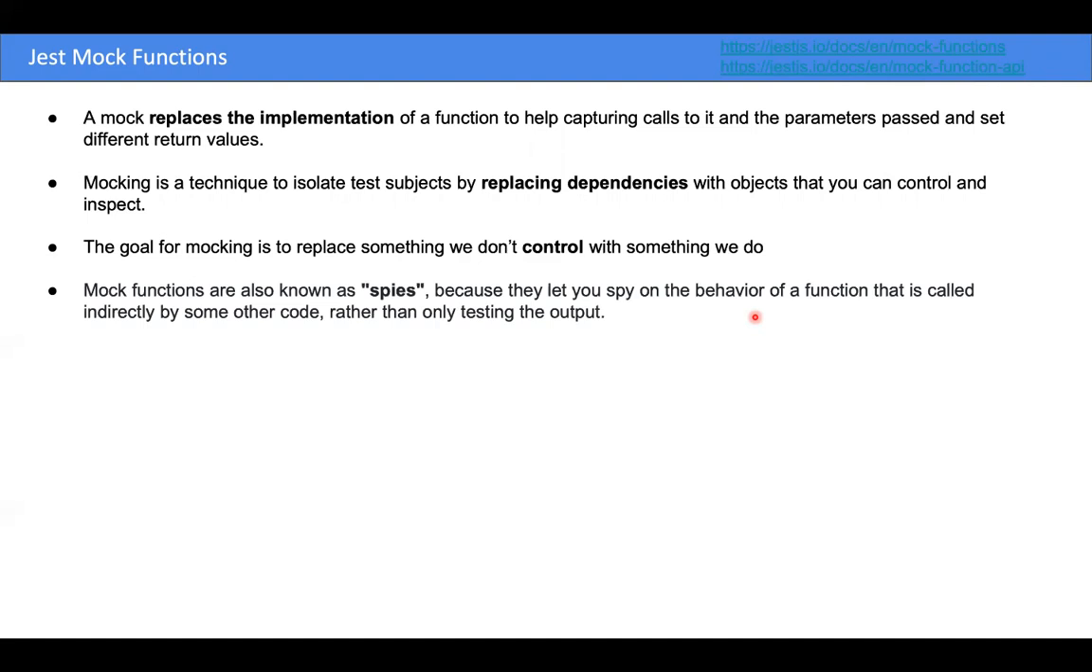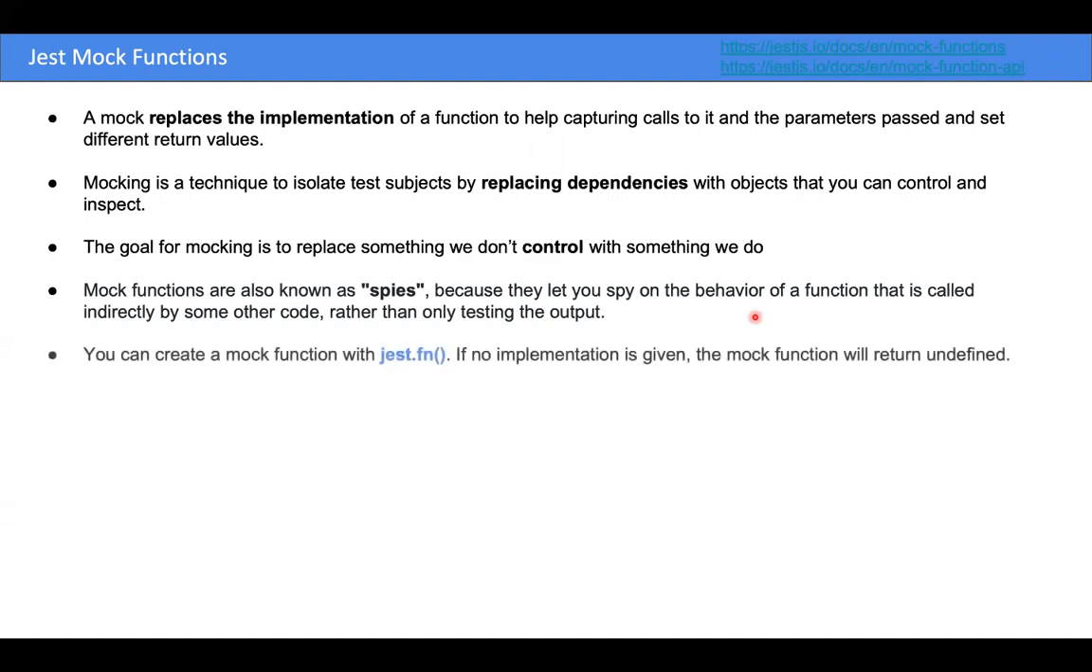Sometimes people refer to mock functions as spies because they let you spy on the behavior of a function that is called indirectly by some other code rather than only testing the output. In Jest, you can create a mock with jest.fn. If no implementation is given, then the mock function will return undefined.